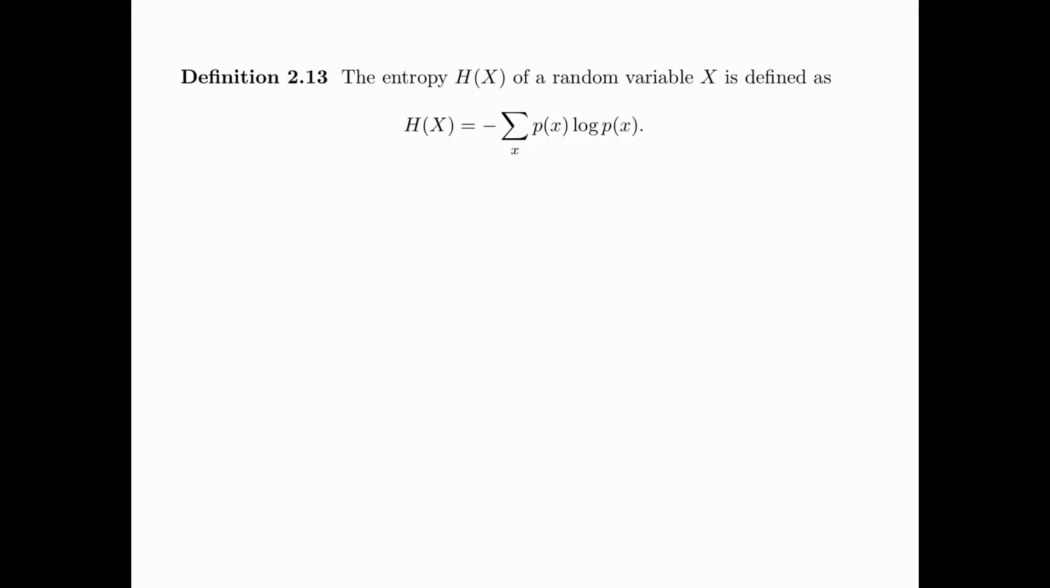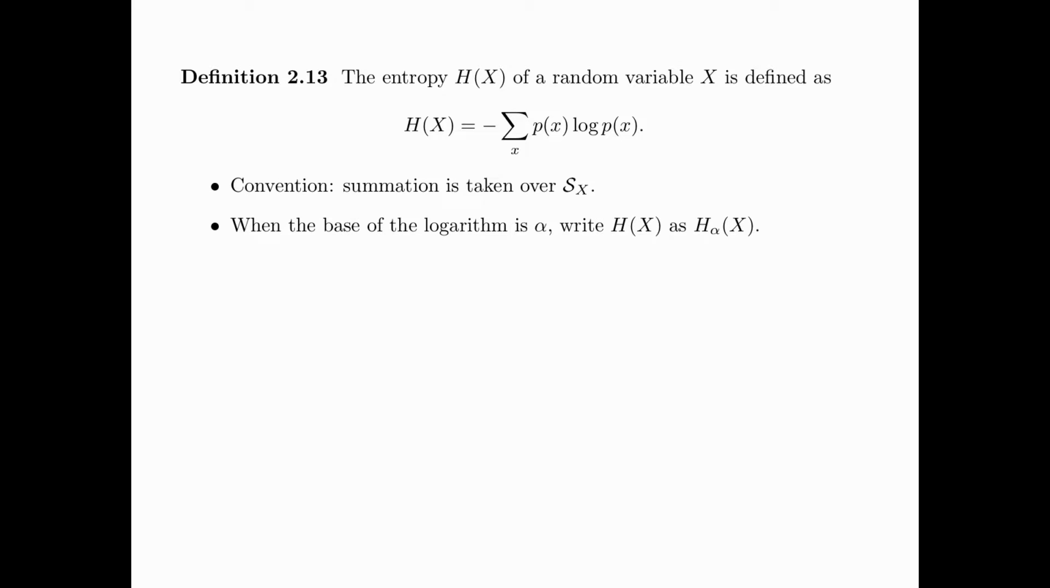The entropy H(X) of a random variable X is defined as minus the summation over x of p(x) log p(x). Here the convention is that the summation is taken over the support of X. The base of the logarithm may or may not be specified. When the base of the logarithm is specified to be alpha, we write H(X) as H_alpha(X).